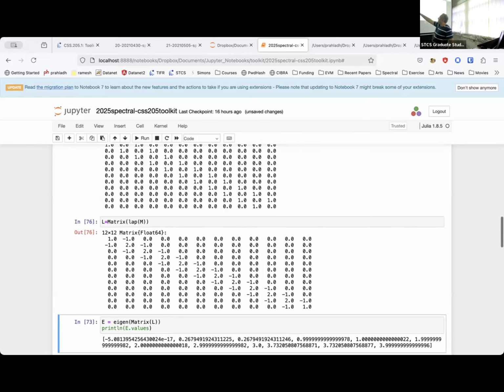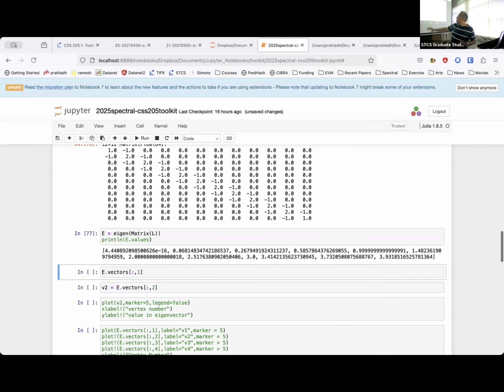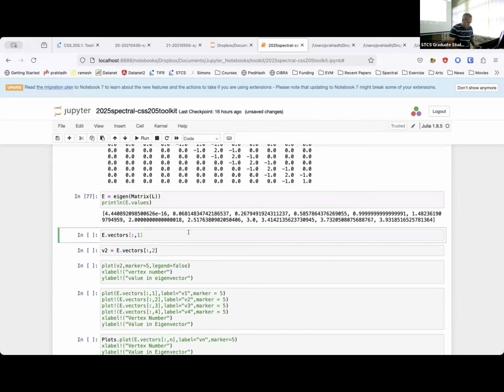So the path graph: everything on the diagonal will be 2, 2, 2, except the top and the bottom entries, which are 1. Those two degrees are 1 each. This also has 12 eigenvalues, a different set, but the smallest is essentially 0. Let's plot. So those are the eigenvalues.